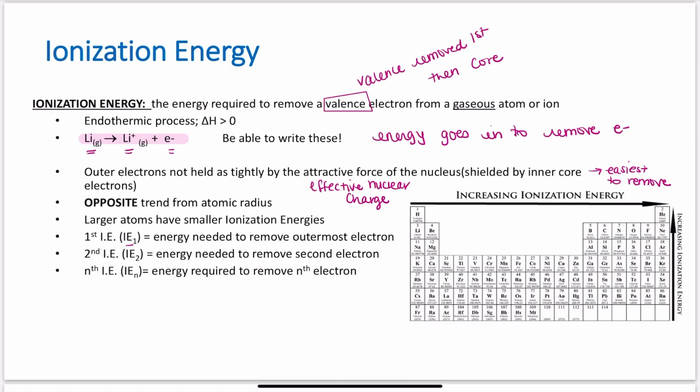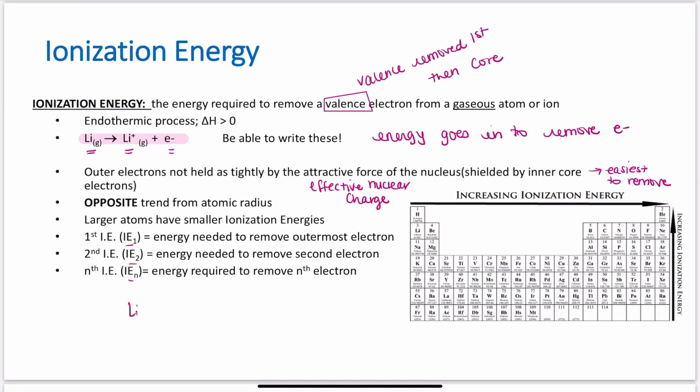So when I say IE1, IE2, IEN, IE1 is the first ionization energy, the energy required to remove the first outermost electron. Second ionization energy, the energy required to remove the second electron. Third ionization energy would be IE3, energy required to remove the third.